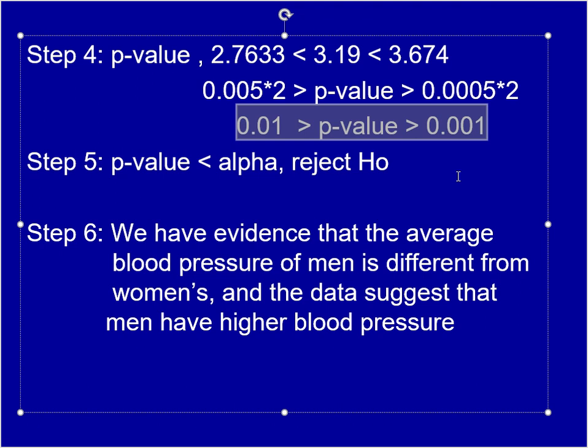Again, what is the p-value? It's the probability that the difference observed in blood pressure between men and women would be that much of a difference or even greater than that difference if in fact there was no difference between the two.